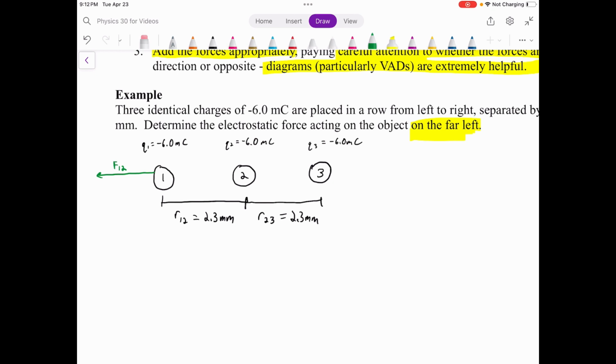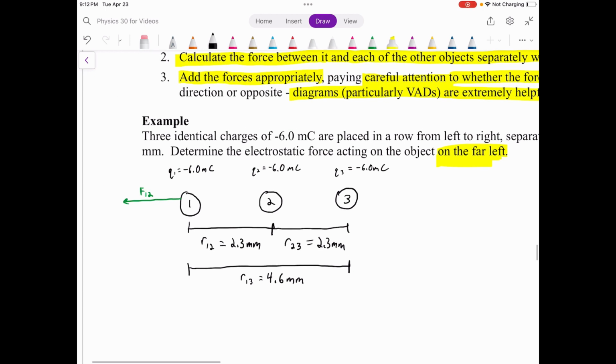Now, there's something important to notice here, okay? Be careful. What is the distance between object 1 and object 3? We know we're going to need that to calculate the force, right? Is it 2.3 millimeters? No, right? Careful. It's actually double that, right? It's 2 distances of 2.3 millimeters. So R13 is actually 4.6 millimeters. Okay, so the third charge is actually twice as far from this one, right?